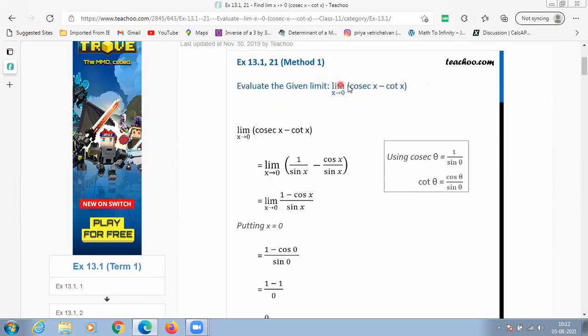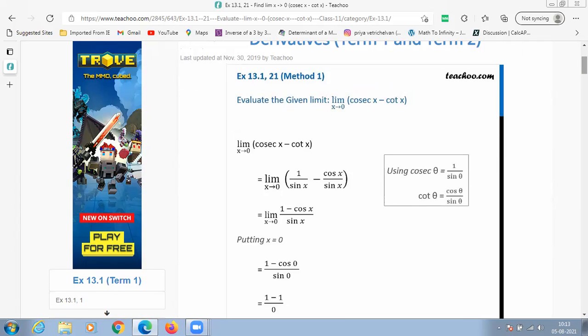Evaluate the given limit. Limit x approaches 0 of cosecant x minus cot x. Cosecant x can be written as 1 by sin x, and cot x can be written as cos x by sin x.